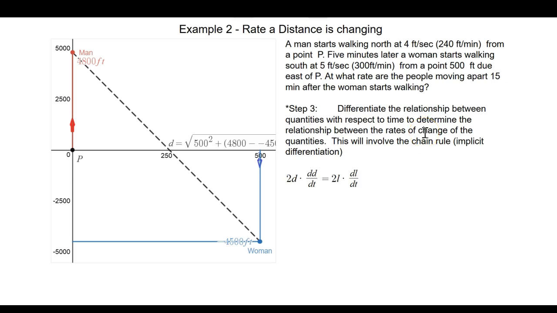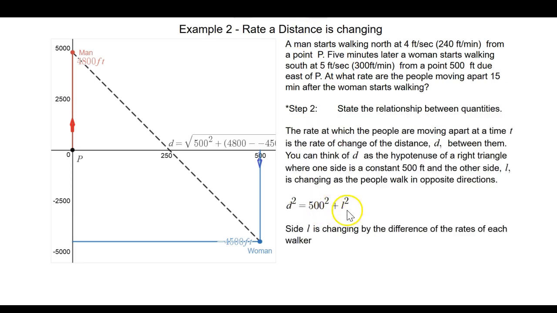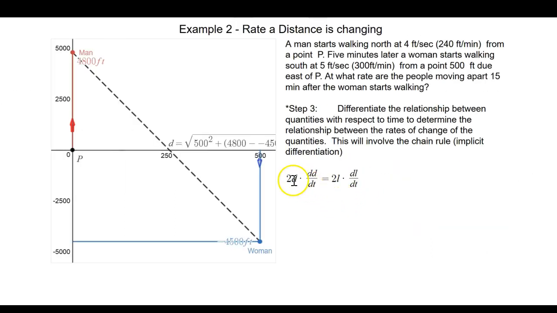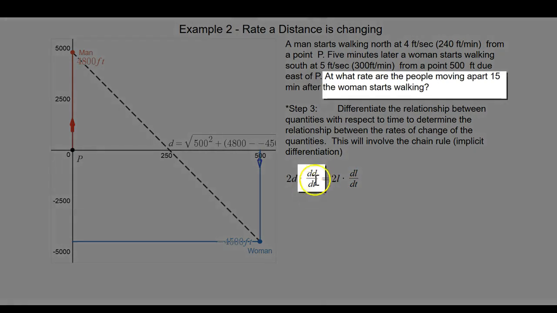So step 3, we want to differentiate the relationship that we found. So that's pretty easy. Differentiate this implicitly. Since 500 squared is a constant, that term goes away. So we have 2d times dd/dt equals 2l times dl/dt. So what we're looking for is this quantity, dd/dt.